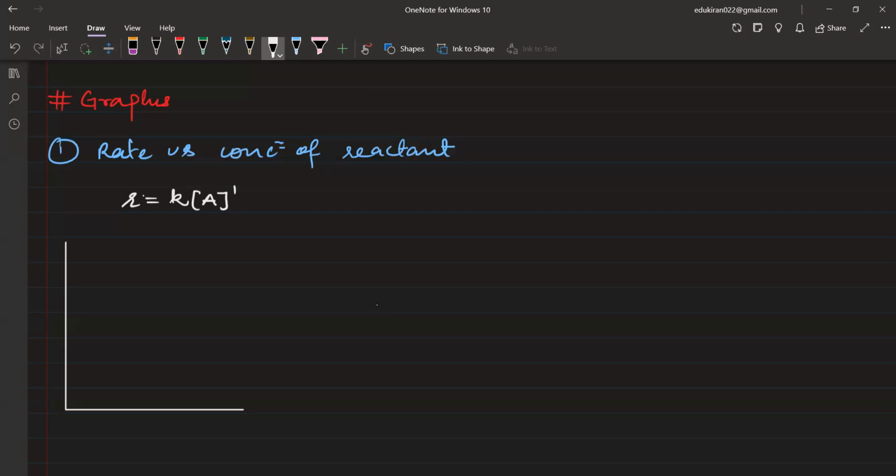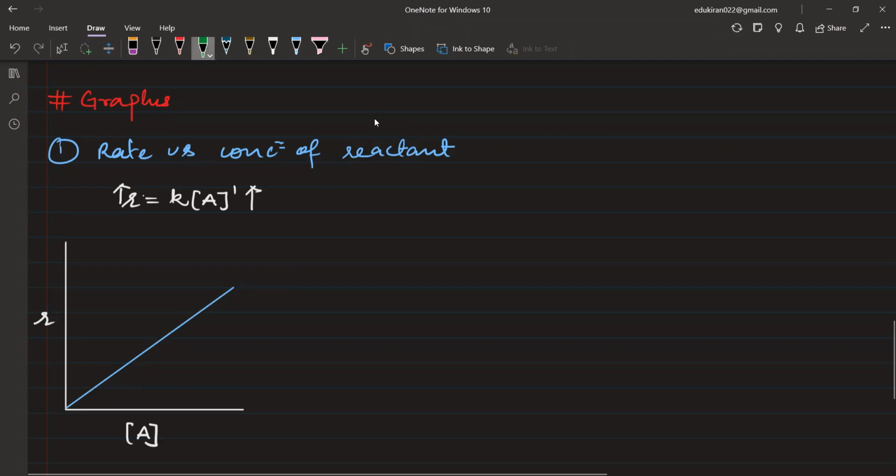Now, this is an equation which is very similar to y is equal to mx. In y is equal to mx, what is my y? My y is rate. And what is my x? X is the concentration of A. As we increase the concentration of A, the rate is also going to increase. That means it is going to pass through the origin like this. And what is going to be the slope? Slope will be equal to the rate constant K.